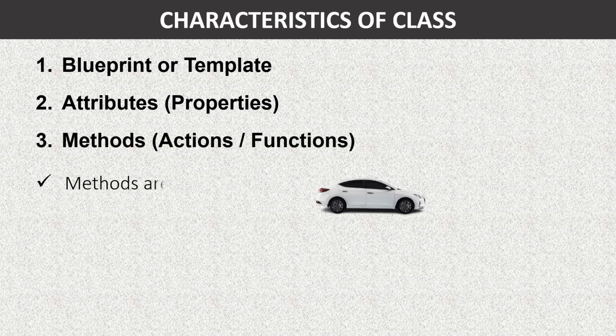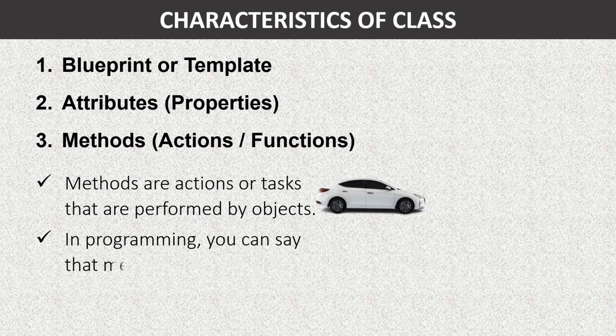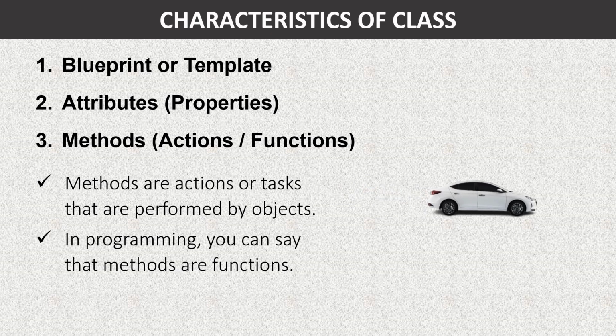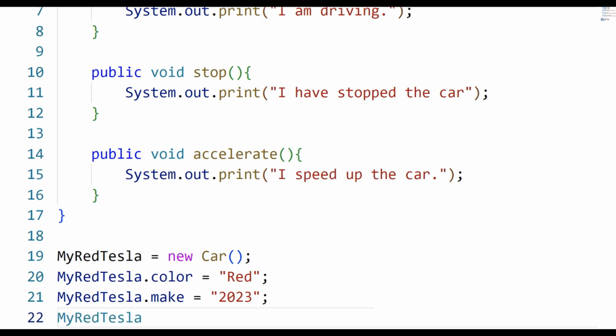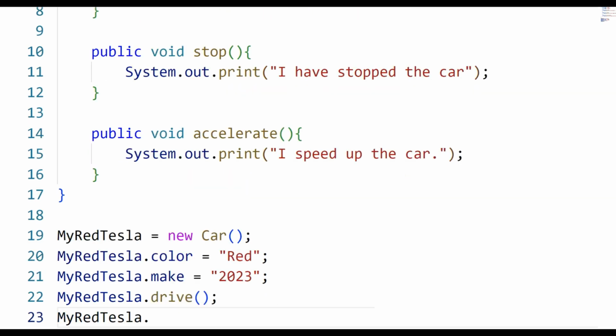Methods are actions or tasks that are performed by objects. In programming, you can say that methods are functions. For example, in a car class, we can have different methods like start, stop, accelerate. The objects can have all these methods which are included in the class.